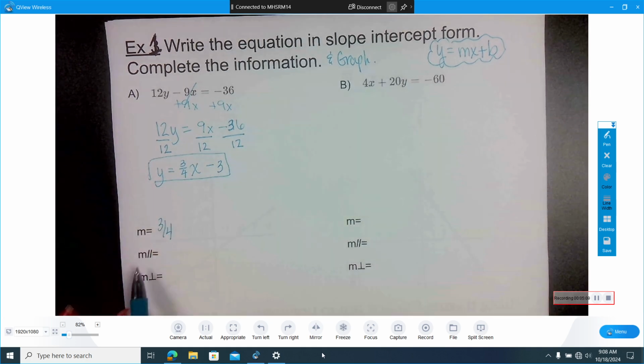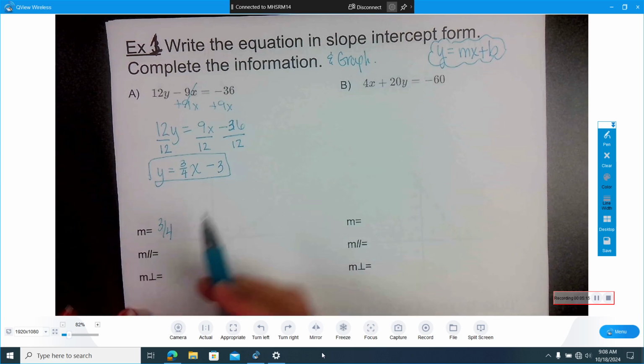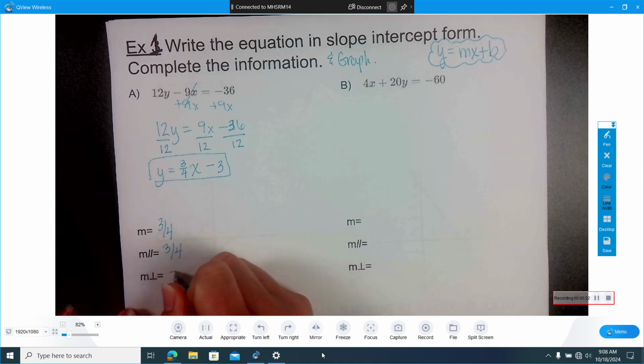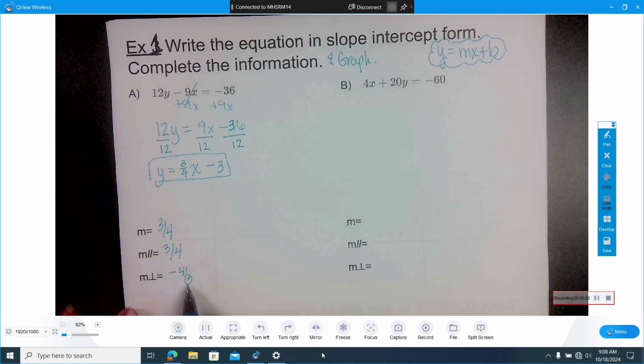3/4. What is this asking for? Parallel slope. What's a parallel slope? 3/4. What's a perpendicular slope? -4/3. Very good. Opposite reciprocal. Change the sign, flip your fraction.